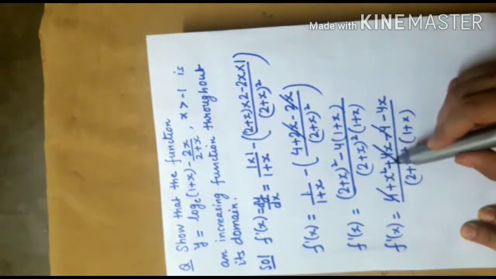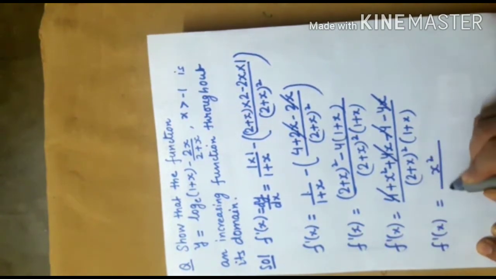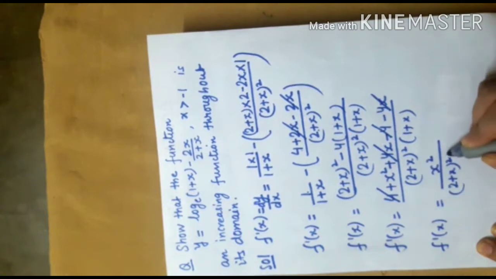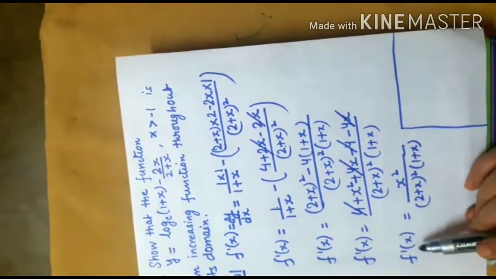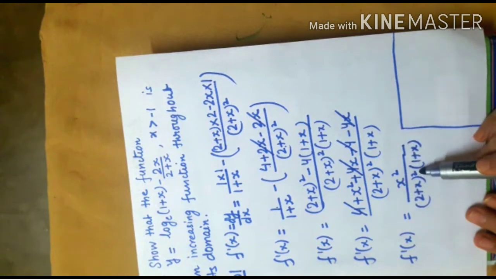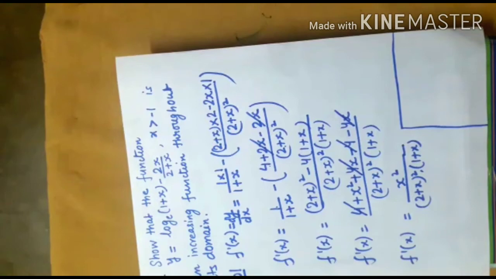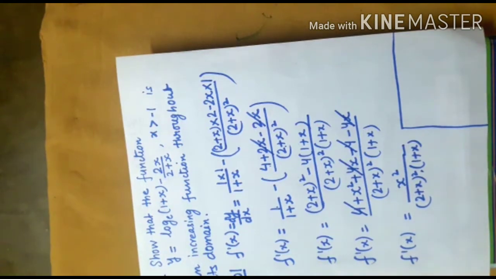The terms will get cancelled out, so I get f dash x is equal to x square over (2 plus x) whole square into (1 plus x). We have obtained f dash x is equal to x squared over (2 plus x) whole squared into (1 plus x). Now we know that the nature of the function, whether it will be increasing or decreasing, will depend upon the sign of the derivative. If the sign of the derivative is non-negative, then the function is increasing.